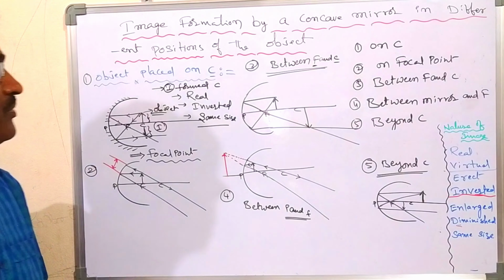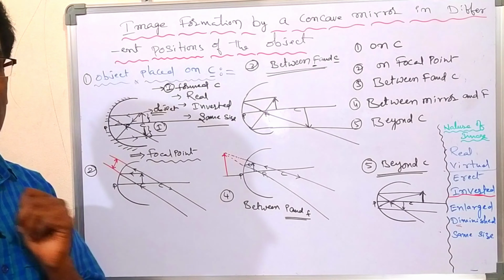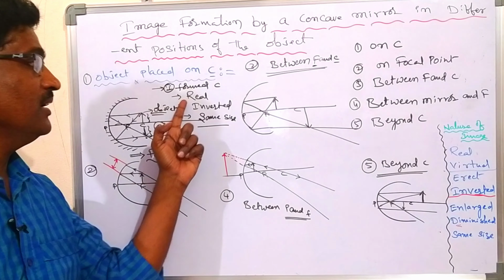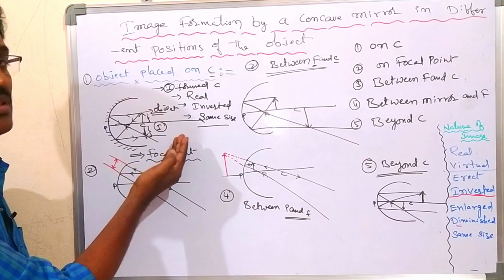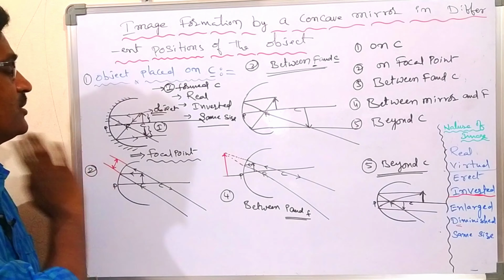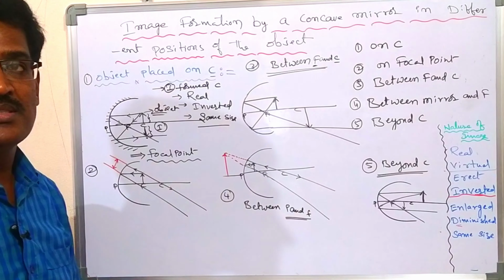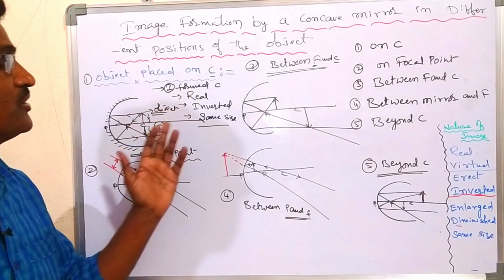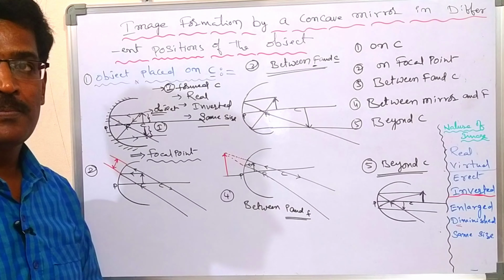What have I written here? Where is the image formed? The image is formed on C only. The nature of the image is real, inverted, same size. Before the mirror, real. It is inverted. Next, when compared to the object, the image is the same size. These are the four points you have to write when the object is placed on C.